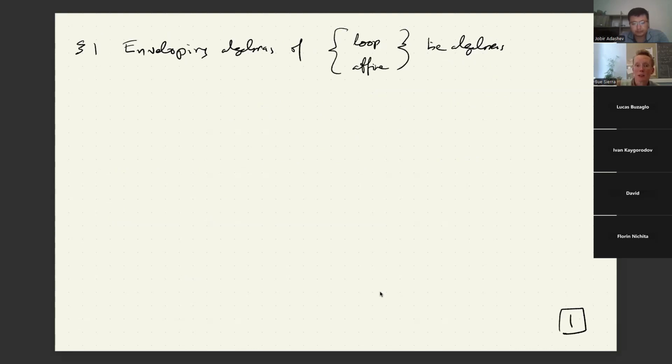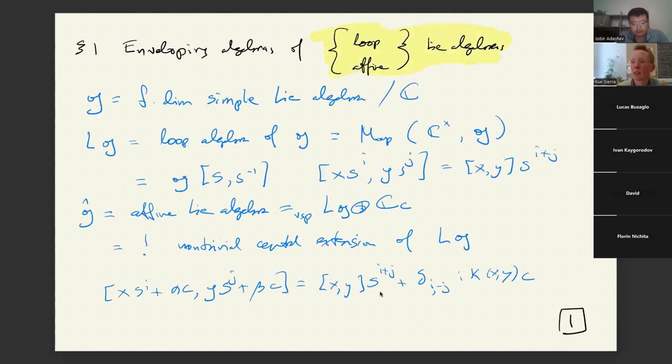So let me start by telling you about the Lie algebras that I'm working with. In this talk, g is always going to be a finite dimensional, simple, complex Lie algebra. And I'm most interested in the loop algebra of g. I can think of this as maps from C star to g, but it's easier to think about it as Laurent polynomials in the variable s with coefficients in g. So this is a Lie algebra under the natural Lie bracket. It's really the only sensible way to combine two of these Laurent polynomials.